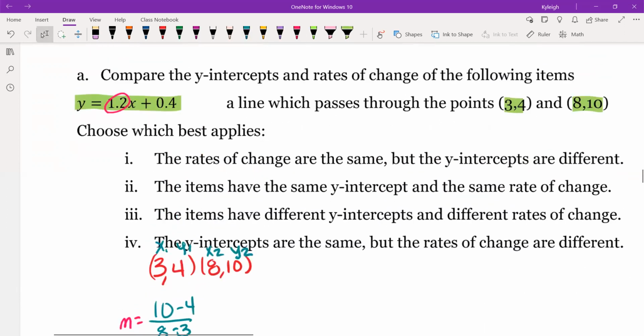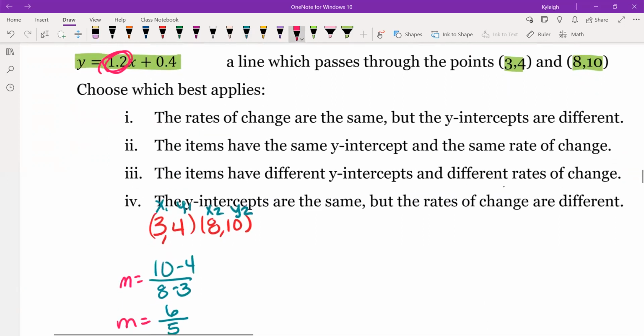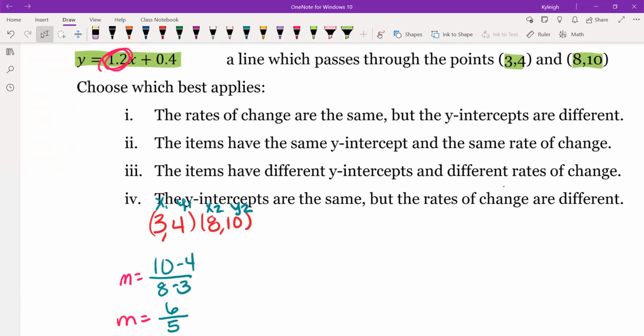How does that compare to this m? They're the same, so we want the rates of change to be the same. So that eliminates 3 and 4. Now we have to figure out the y-intercept. The y-intercept is the 0.4 here, and we have to figure that out for our other one. So given our 2 ordered pairs, we have 1.2x, and our y-intercept is b.